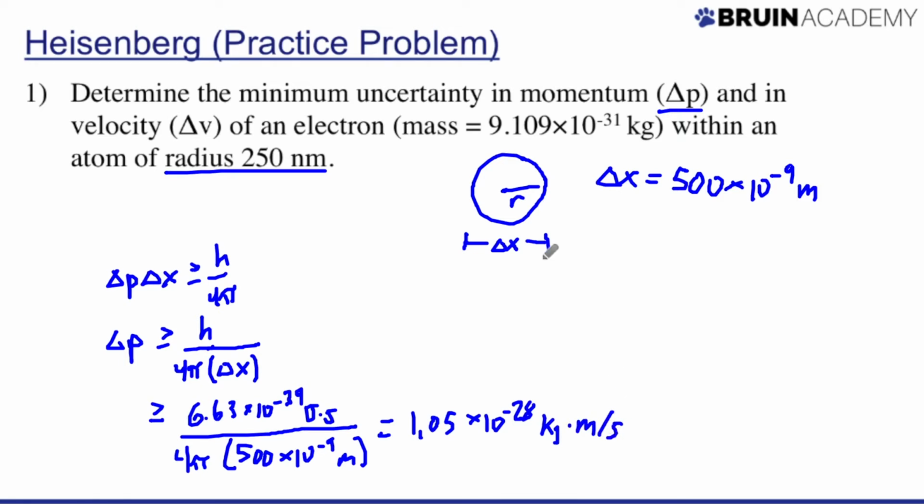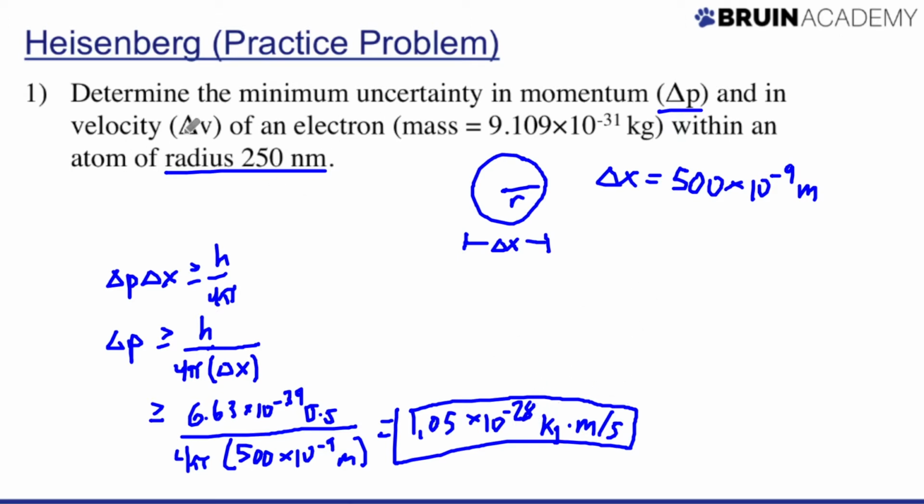So notice here that the question asks for the minimum uncertainty. That makes sense because the uncertainty has to be at least this value. It's greater than or equal to this. So our delta p is at least 1.05 times 10 to the negative 28, and that's the minimum amount.